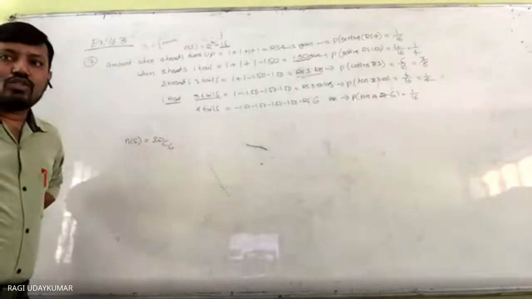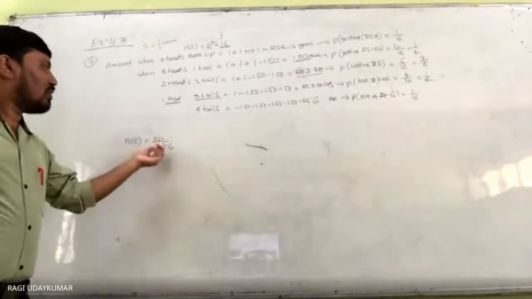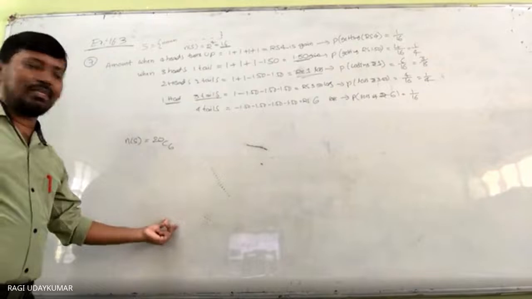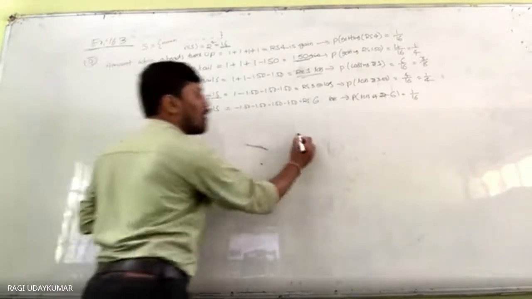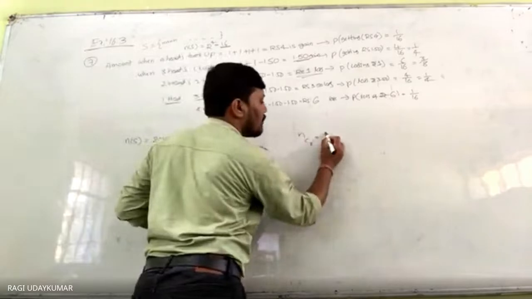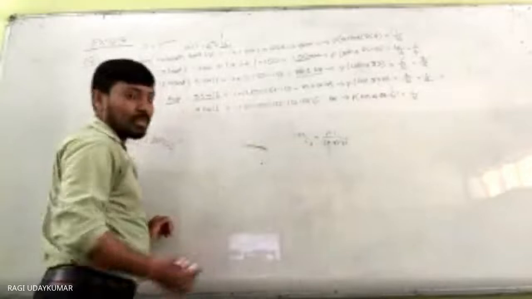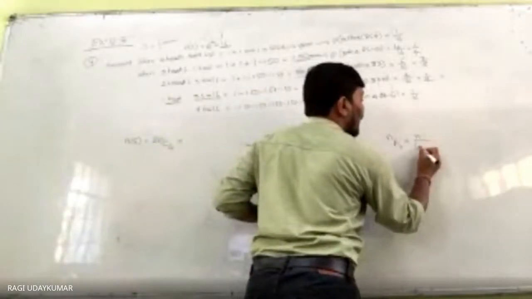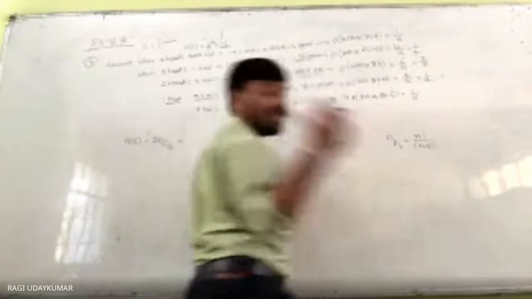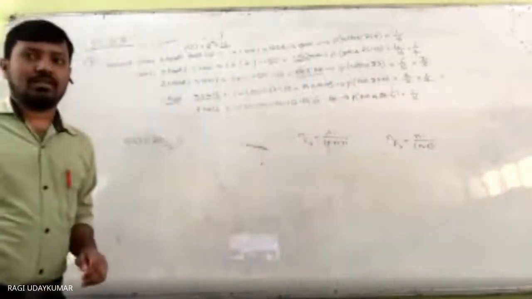n(S) is equal to 20C6. So whatever value you get for 20C6, once again I will repeat, how do you find the nCr value? What is the nCr formula? nCr is equal to n factorial by (n minus r) factorial into r factorial. nPr is n factorial by (n minus r) factorial. In permutations and combinations you have learned it.